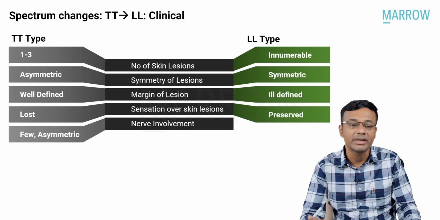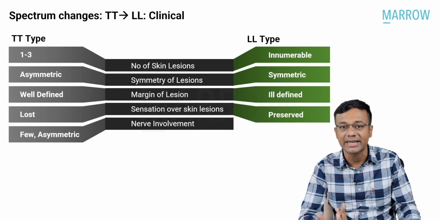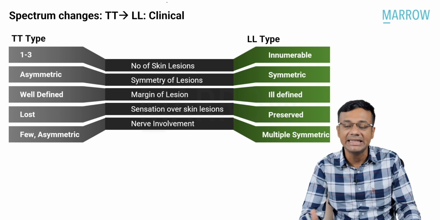In terms of nerve involvement, there are few nerves which are involved, generally asymmetric in TT, whereas in LL, you're going to have multiple symmetric thickening of the peripheral nerves.